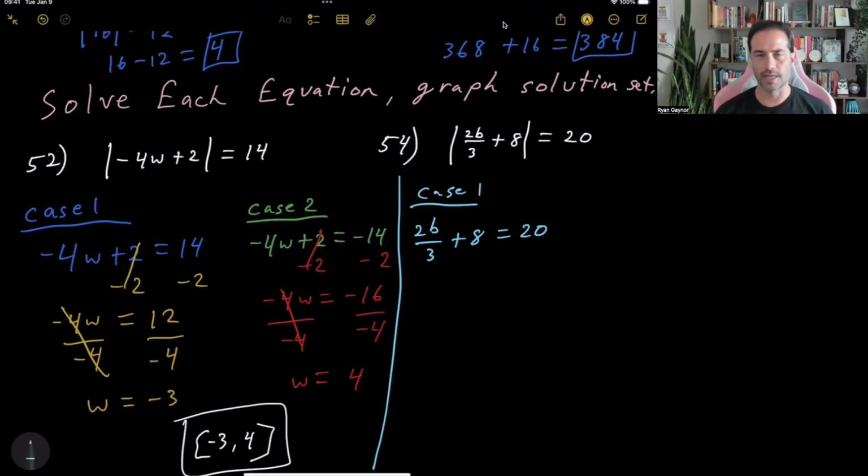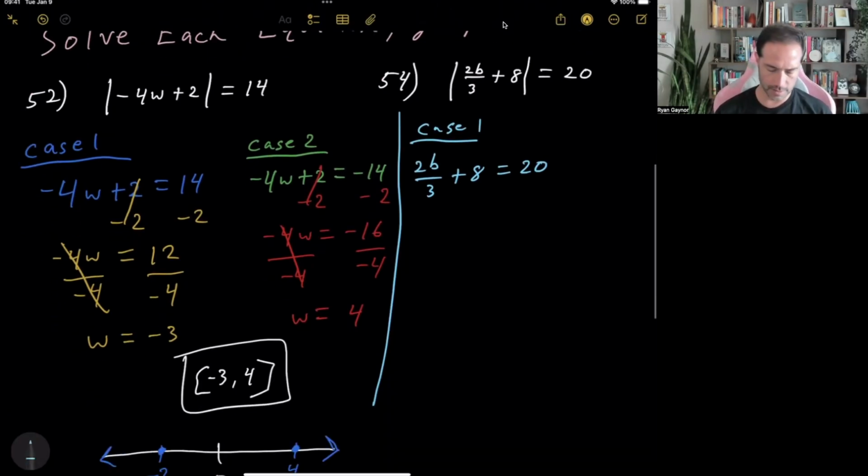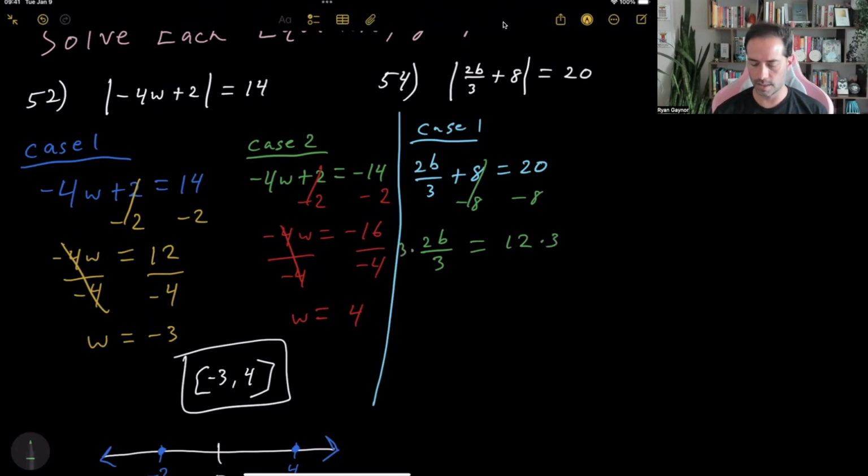Since I'm kind of running out of room here, let's just solve this one. So here's case 1. We subtract the 8, 2b divided by 3, that cancels out, equals 12. Now we have to do the opposite on both sides. This is divided by 3, so the opposite of that is times 3. So we got a times 3, we have a times 3, cancels out, we have 2b equals 36. Opposite of that would be divide by 2, cancels out, b equals 18.